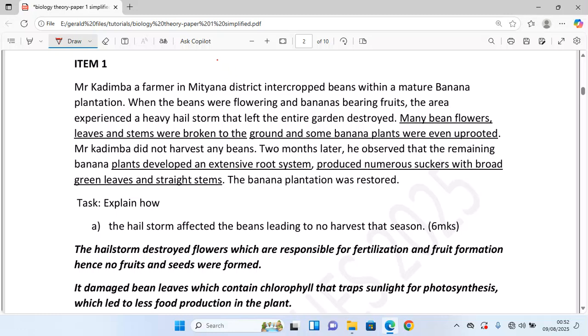When we are giving these points, number 1, make sure you stick to the scenario. Don't bring other ideas that are not in the scenario, unless the scenario has not restricted you to some specific points. When you look at this scenario, it is talking about many bean flowers, leaves and stems being broken to the ground, and others being banana plants being uprooted. So those are the concepts we are talking about, and since we are talking about beans, then the one of banana plants being uprooted, we put it aside.